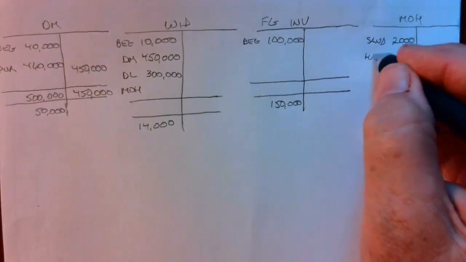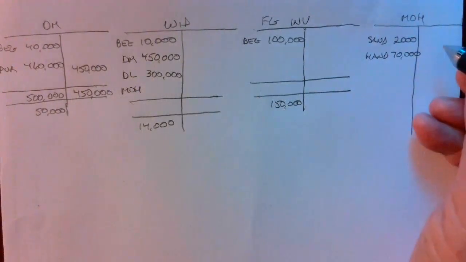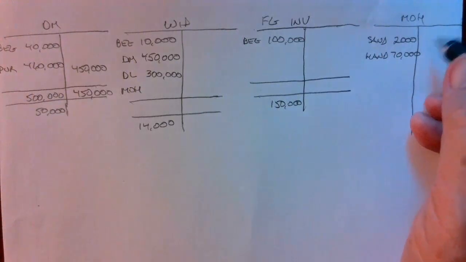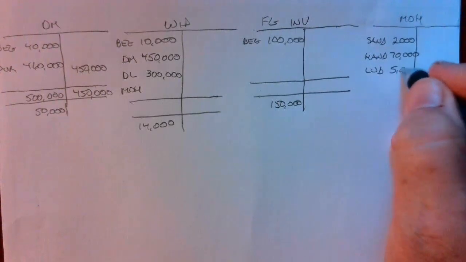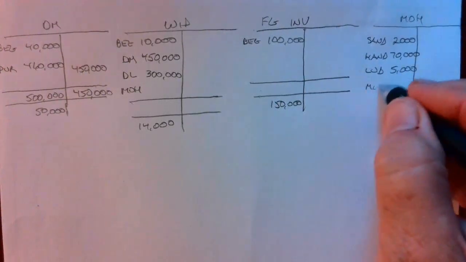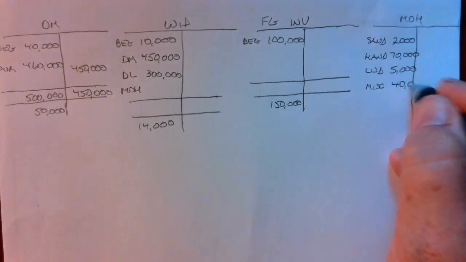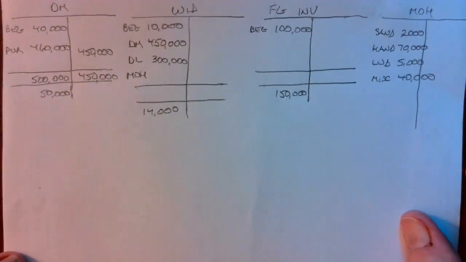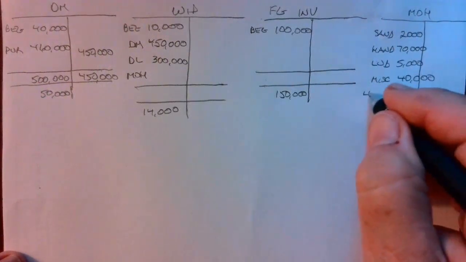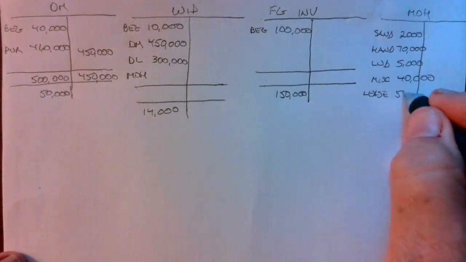Handling is 70,000. The lube, whatever, is 5. We got some kind of miscellaneous stuff. Indirects, 40,000. I don't have enough space so that you can see it. Okay, 40,000. And then what else? The lease, the plant lease cost. It's a big number. That's 54,000.